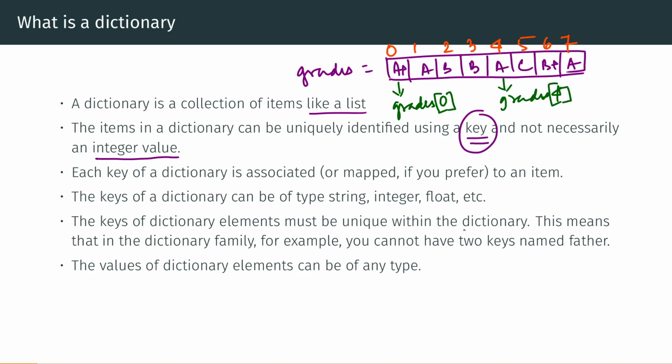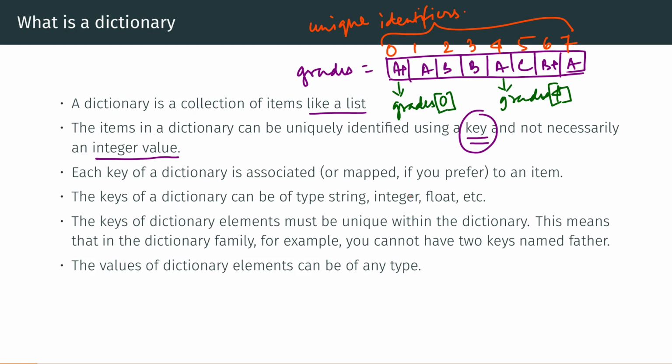Now, another way of interpreting this is that each grade is uniquely identified by their indices, right? So the indices are like unique identifiers. So these numbers 0 through 7 are the unique identifiers of each of these individual elements, right?